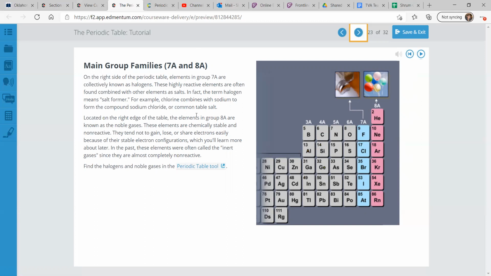Located on the right edge of the table, the elements in group 8A are known as noble gases. These elements are chemically stable and are non-reactive. They tend to not gain or lose or share electrons easily because of their stable configurations. They have enough electrons and they're okay. And we'll learn more about that later. In the past, these elements were often called inert gases since they are almost completely non-reactive.